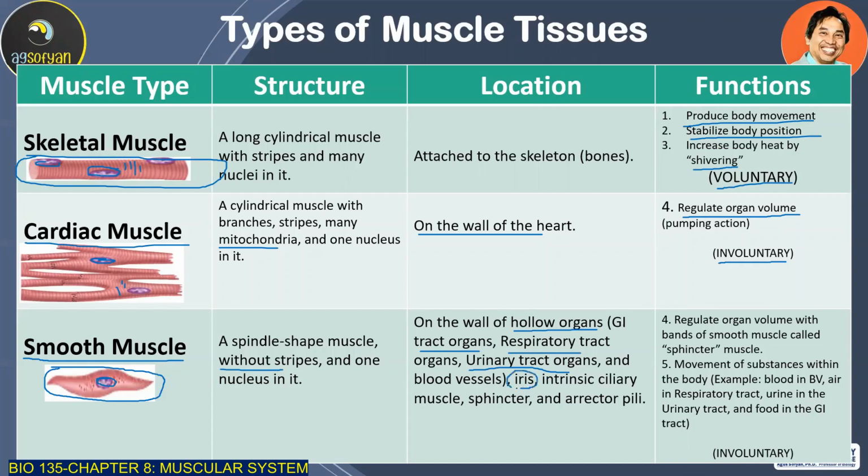The iris is the smooth muscle that controls the opening of the pupil. The pupil is the hole in our eyes that lets the light enter into our eyes. So it's controlled by the iris. There is also the intrinsic ciliary muscle. This is the one that controls the lens accommodation. So when we see an object in focus, this is because this intrinsic muscle controls the accommodation of the lens.